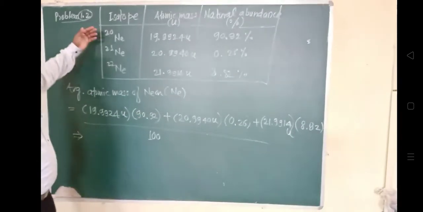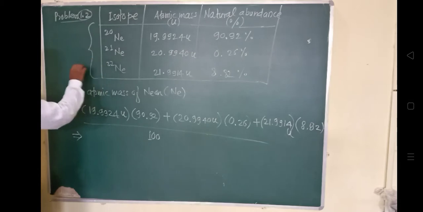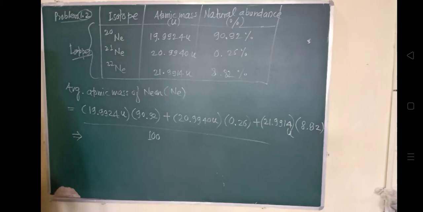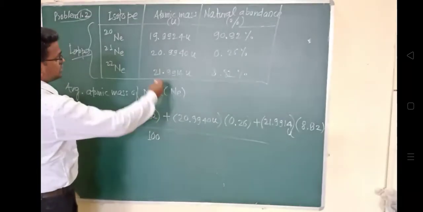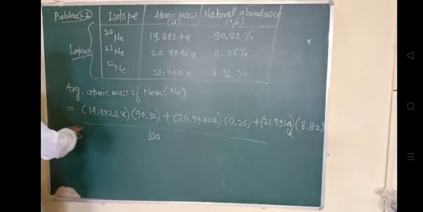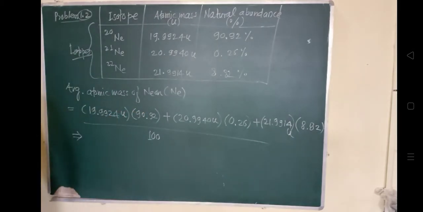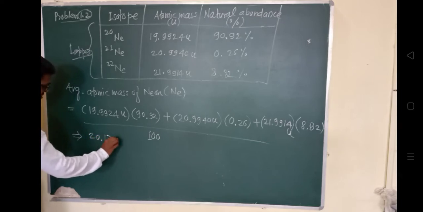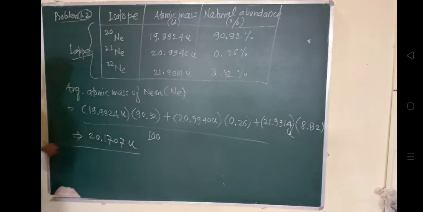This is done because these are the isotopes of neon, and we have to average their atomic masses. After solving this, we get the answer 20.1707 unified mass. So this is the average atomic mass for neon. In this way the average atomic mass is to be calculated.